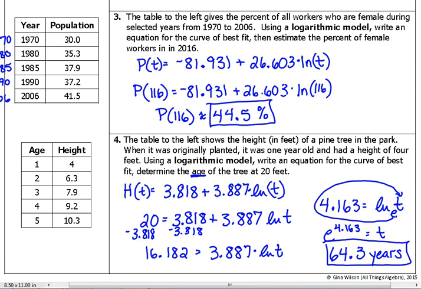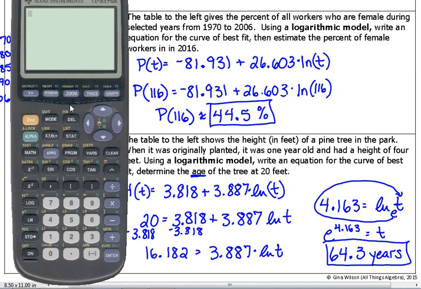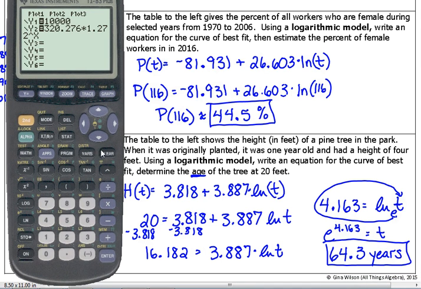Okay, so it's growing pretty quick to start with, and then it kind of starts to level off, and it takes a longer time to get to 20 feet. Now you could have done this by graphing. Let me show you that as well. So we plug 20 into y1. We plug our model into y2.